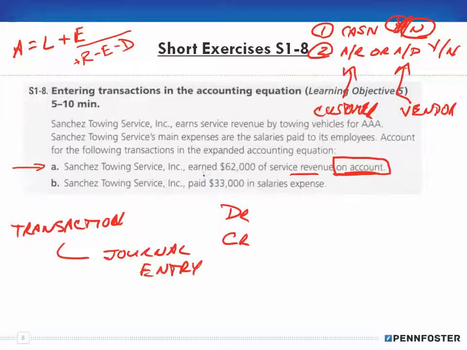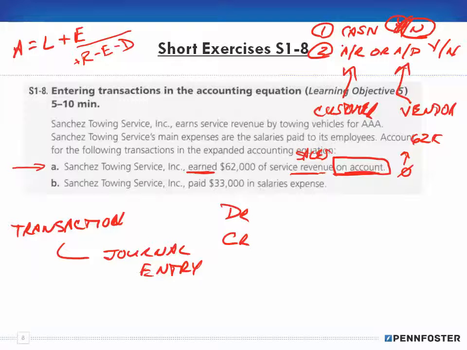In this case, it's telling you that you're earning service revenue. In other words, revenue is making a sale. So if I'm making a sale and I'm earning it, but it's on account, then I must be using an accounts receivable. If I'm using accounts receivable, and I had 0 before, and now I increased to 62,000, right? Accounts receivable is an asset. The way you think about this is, accounts receivable is an asset, so I do the same thing that I did with cash.